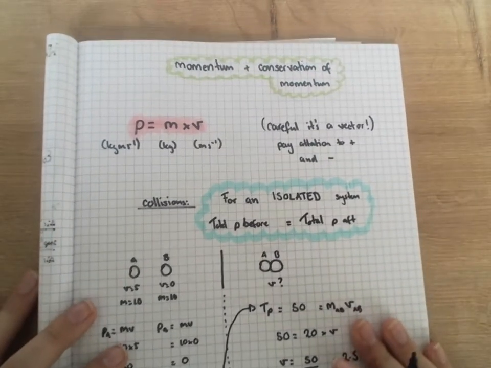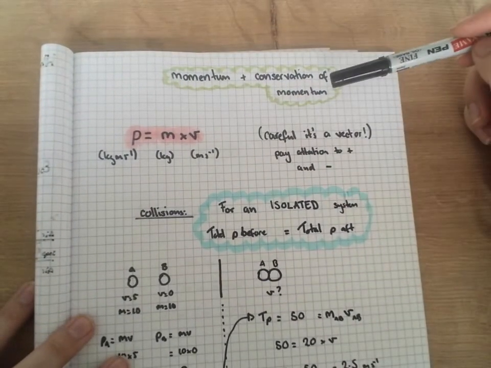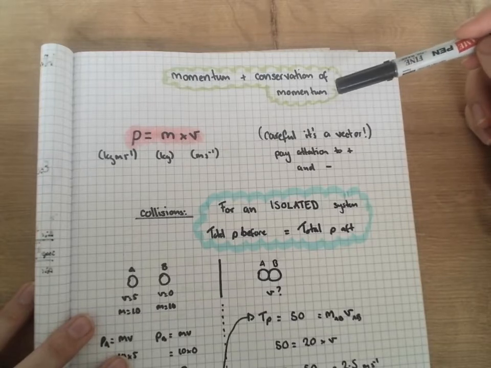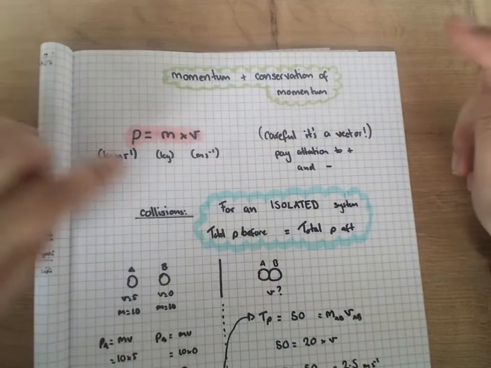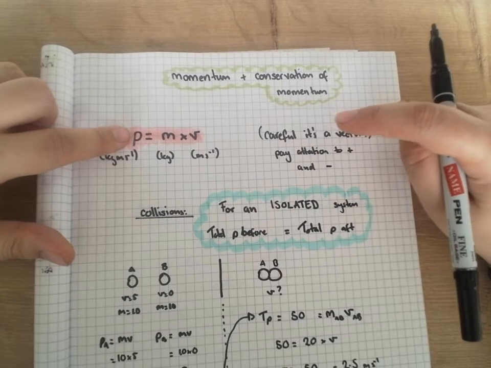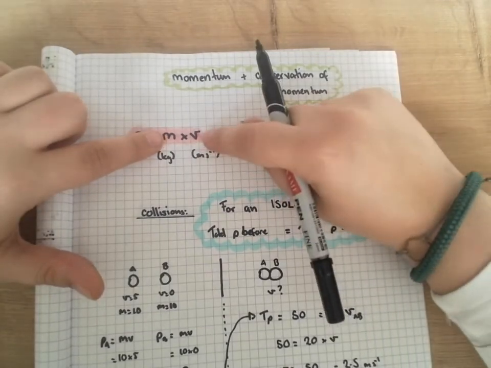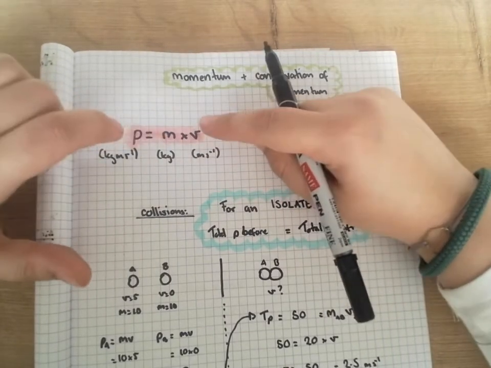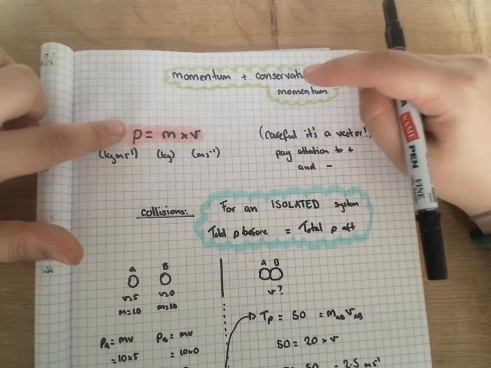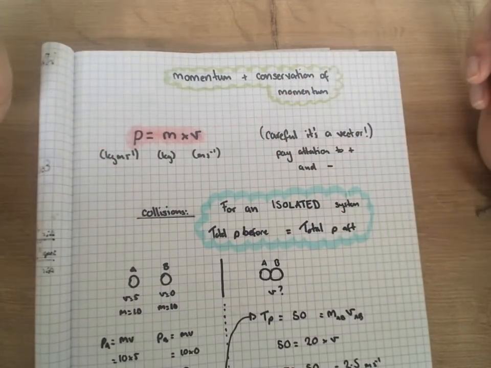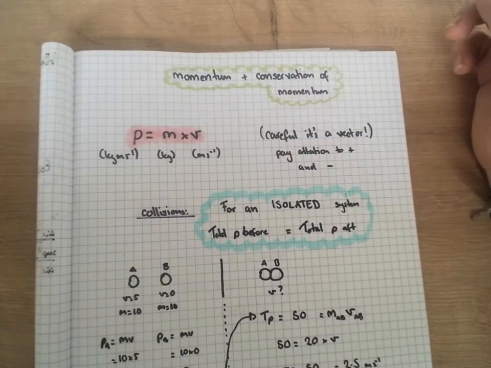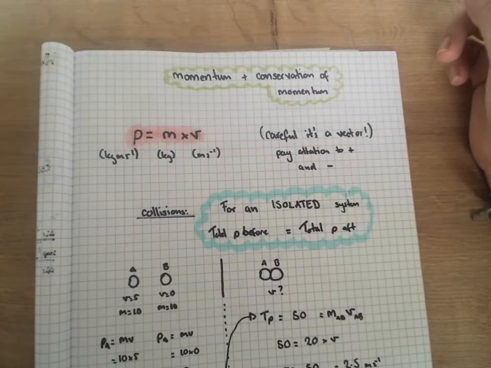Okay, so this is about momentum and also a little bit about conservation of momentum. First of all, momentum is the product of the mass and the velocity of an object. So in terms of calculating momentum, that's our calculation, and that's also how we define it as being the product of the mass and the velocity of an object.